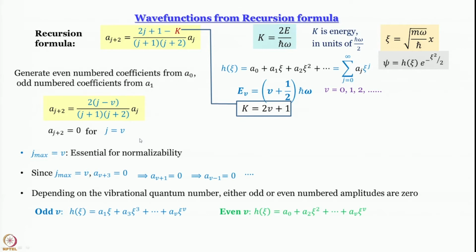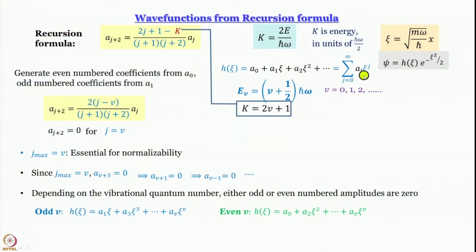You cannot have a j value beyond that. What is j? J is the number of terms in the summation for h of xi. In the most general form it is an infinite sum, but actually it is a finite sum. You do not need to go beyond the vth term. Suppose v equal to 0, then the 0th term is enough. 0th term does not mean no term. For j equal to 0, xi to the power j will be 1, and you will be left with a0.